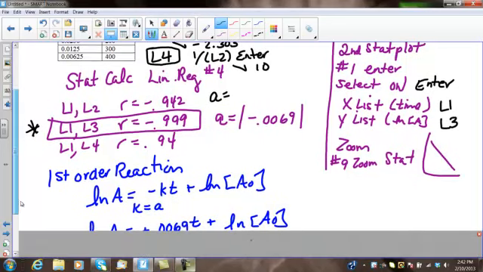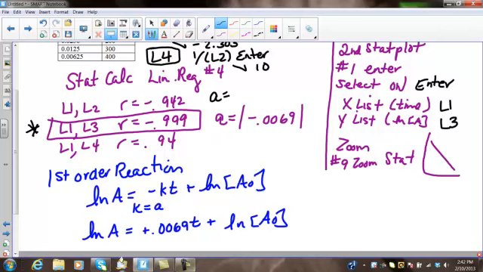A first order reaction has the form ln of A is equal to negative kt plus the ln of A initial, where your slope is equal to negative k. So when I substitute in, I get the ln of A equals, remember it said the slope is 0.0069 t, plus the ln of A initial. Okay.